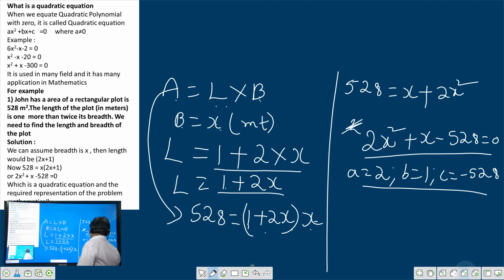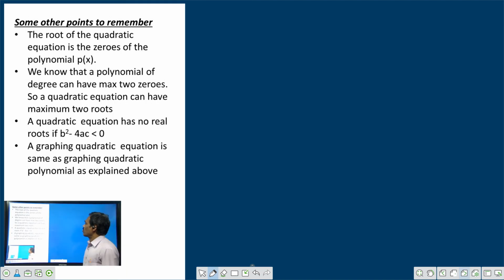See something else. The root of a quadratic equation is the zero of the polynomial. I told you already: in the case of a polynomial, we call them zeros; in the case of a quadratic equation, we call them roots. A second degree equation can have a maximum of 2 roots, because it is a second degree equation in a single variable. Second degree means the power raised on the variable; here x is raised to a maximum power of 2. That's why we have 2 zeros in the case of a polynomial and 2 roots in the case of a quadratic equation. That's why it can have a maximum of 2 roots.